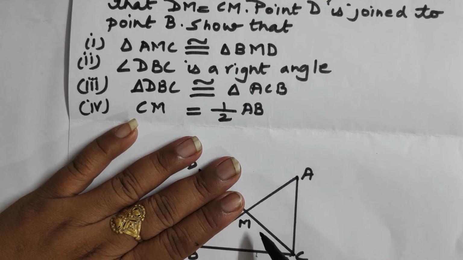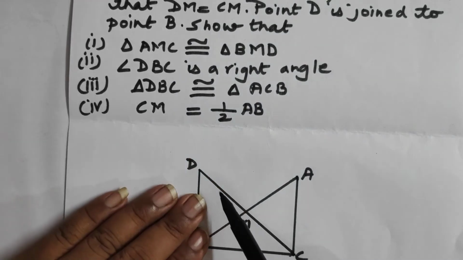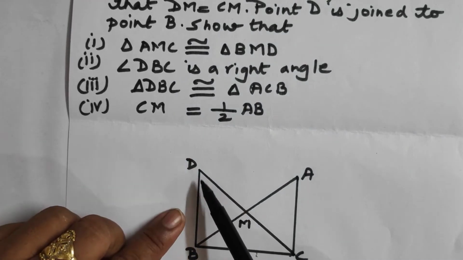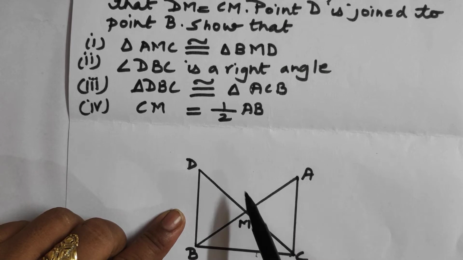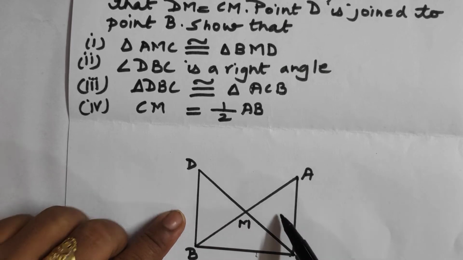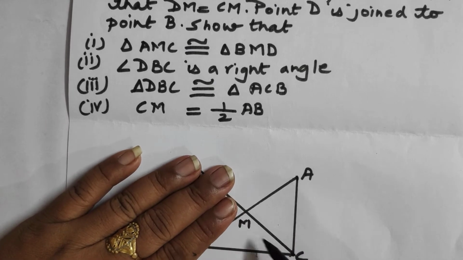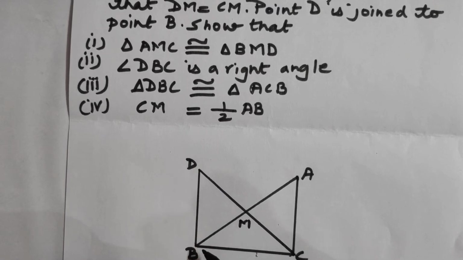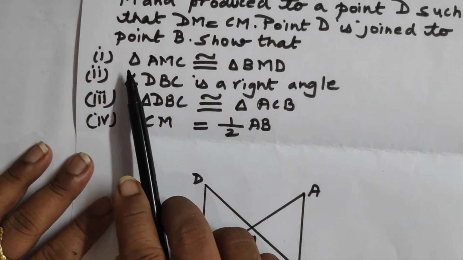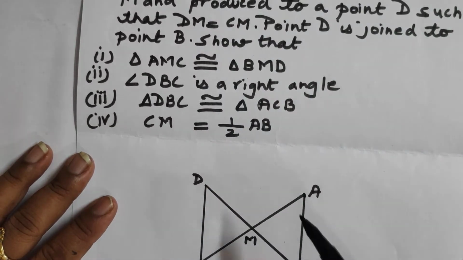C is joined to M and then produced to D, and then D is joined to B, such that DM is equal to CM. These are the 4 things that are clear regarding this question. First of all, the triangle was there only. Then C is joined to midpoint M, and then that is produced to point D, and D is joined to B. After that, we need to prove the first point, that triangle AMC is congruent to BMD.